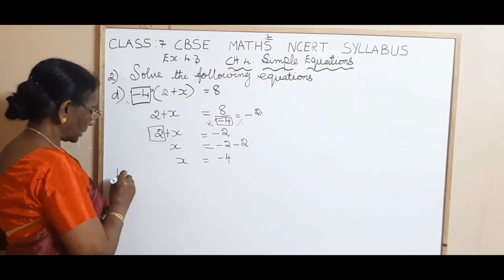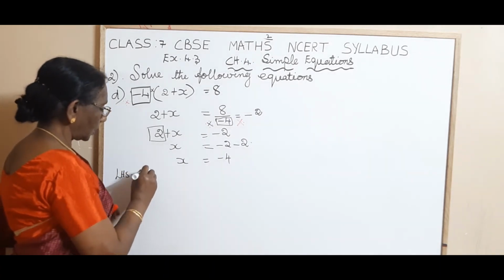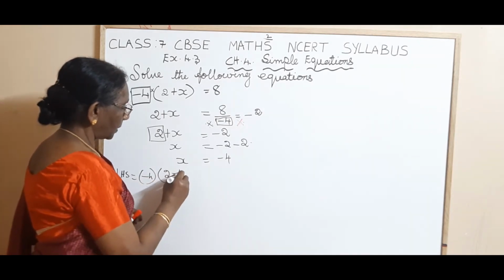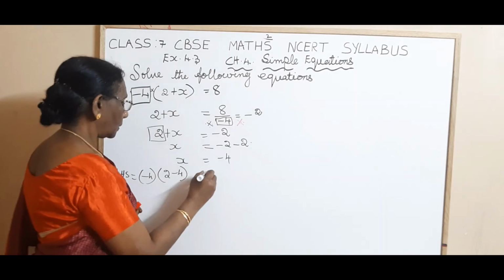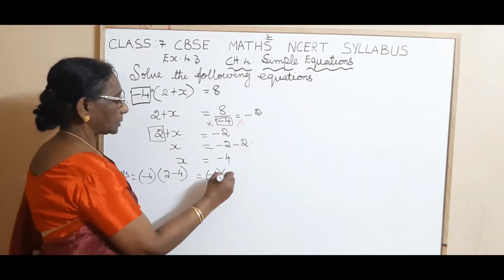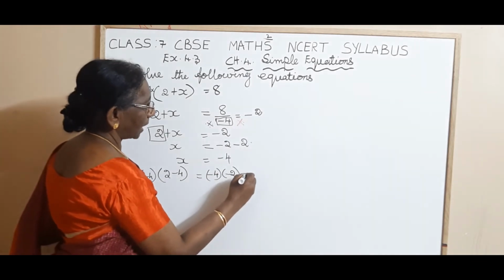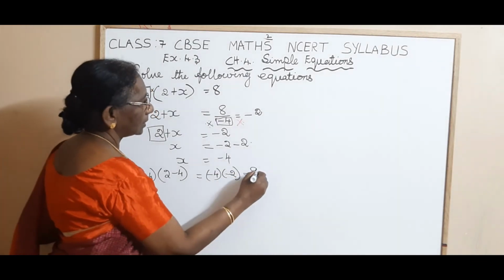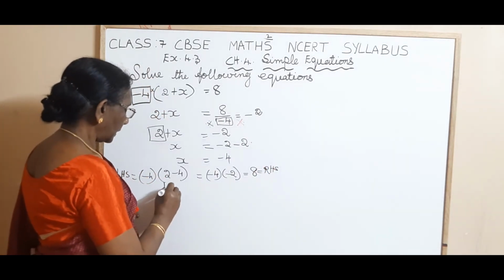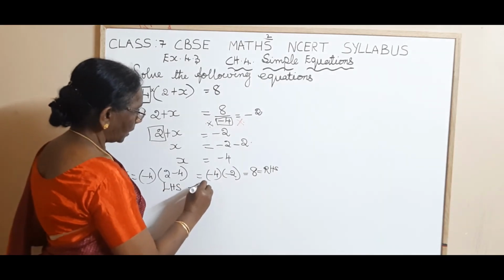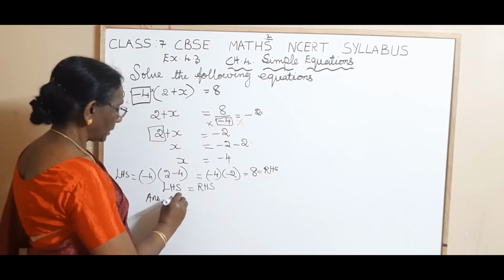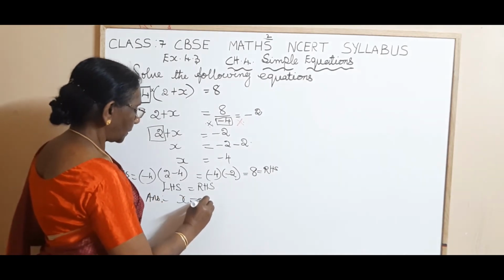LHS is equal to minus 4 into 2 minus 4, in the place of x. That is equal to minus 4 into 2 minus 4 is minus 2. Minus into minus plus, 4 2s are 8. That is equal to RHS. Therefore, LHS is equal to RHS. Therefore, the answer is x is equal to minus 4.